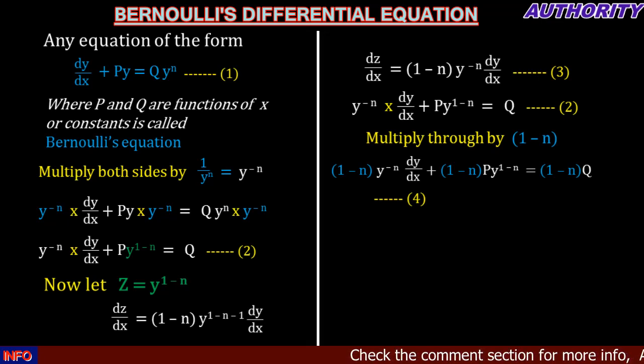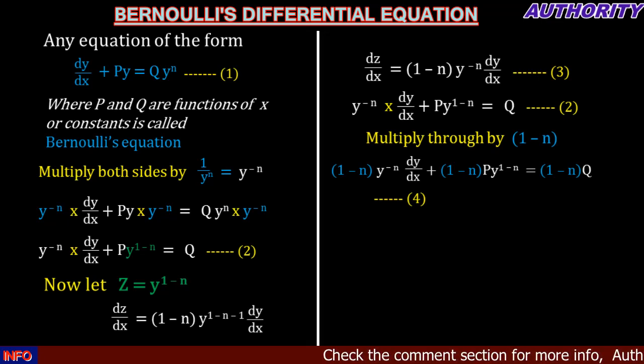From this place, you know we said let y raised to power 1 minus n be called the letter z. You can see it here, right? Good. And then as we say z equal to y raised to power 1 minus n, let's differentiate this z with respect to x. And then we end up having 1 minus n in bracket y raised to power minus n dy dx. You get it right? Good.